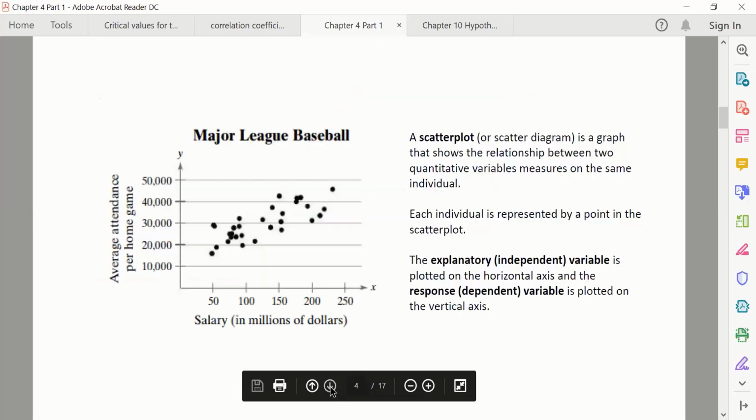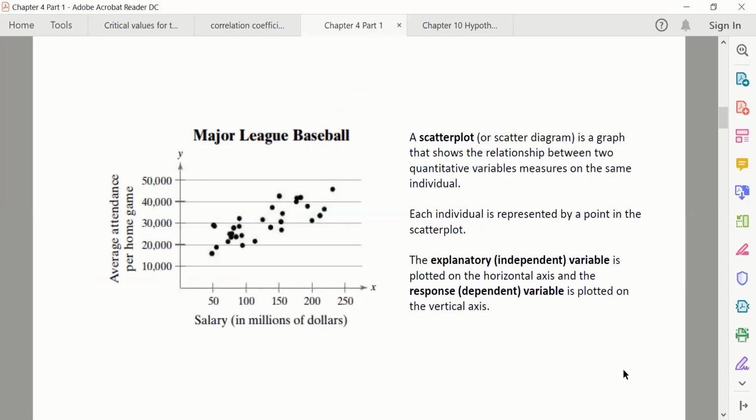Another way we can look at the data is in what we call a scatter plot or a scatter diagram. So it's a graph that shows the relationship visually between these two quantitative variables measured on the same individual. The salary is across the horizontal axis and the average attendance per home game is on the vertical axis, or the X and Y axis. And each individual is represented by a point in the scatter plot.